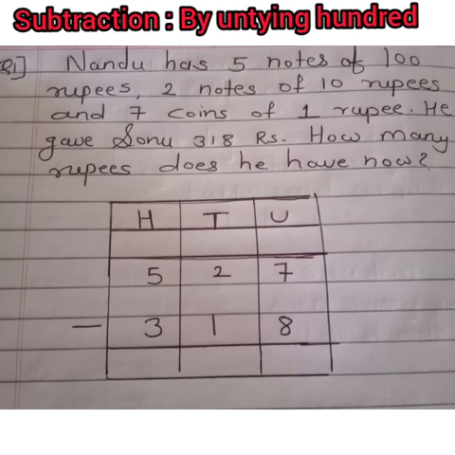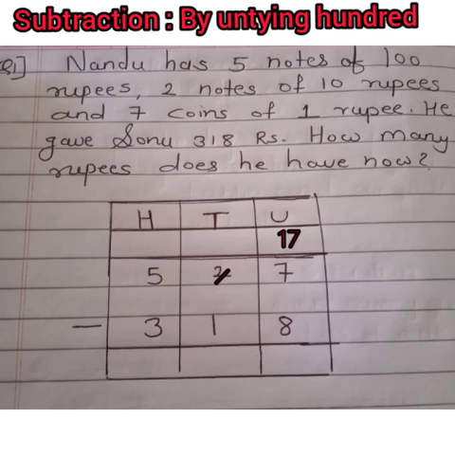Nandu has 5 notes of 100 rupees, 2 notes of 10 rupees and 7 coins of 1 rupee. He gave Sonu 318 rupees. How many rupees does he have now? Students, here 8 coins cannot be given out of 7 coins. So, we have to change one of the two 10 rupee notes for 1 rupee coins. 10 rupees from the 10 rupee note and the earlier 7 rupees. So, now we will have 17 single rupees.